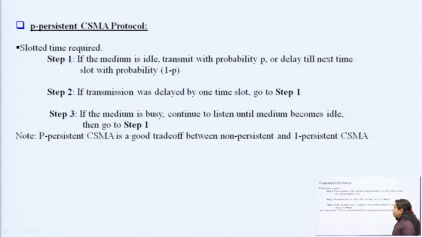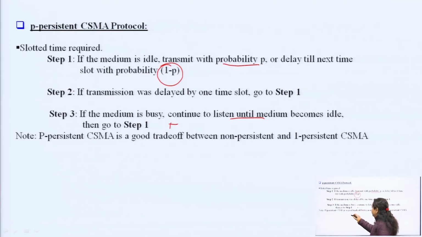Last one is the P persistent CSMA protocol. In this case, if the medium is idle, it will transmit with probability P or delay till the next slot with probability 1 minus P. If the transmission was delayed by 1 time slot, it will again go to step 1. So, P persistent means it will transmit the packet with a probability P. If the medium is busy, it will continue to listen until the medium becomes idle, then go to step 1. So, P persistent is a good trade off between non persistent and 1 persistent.